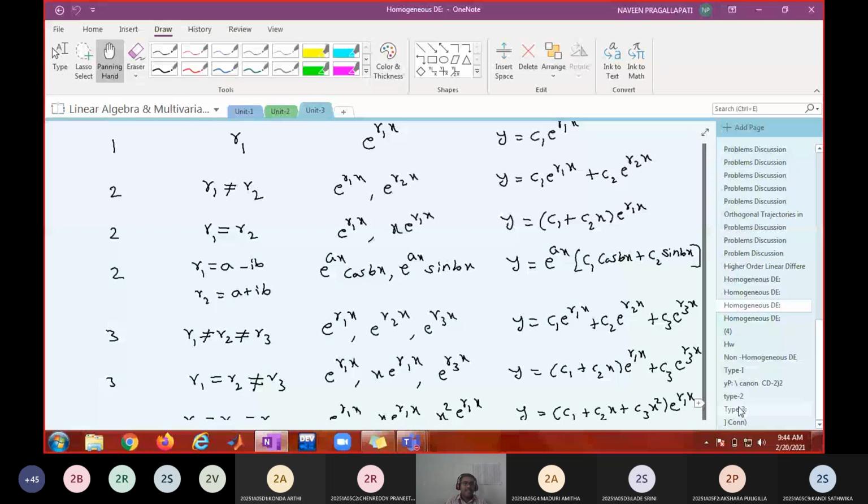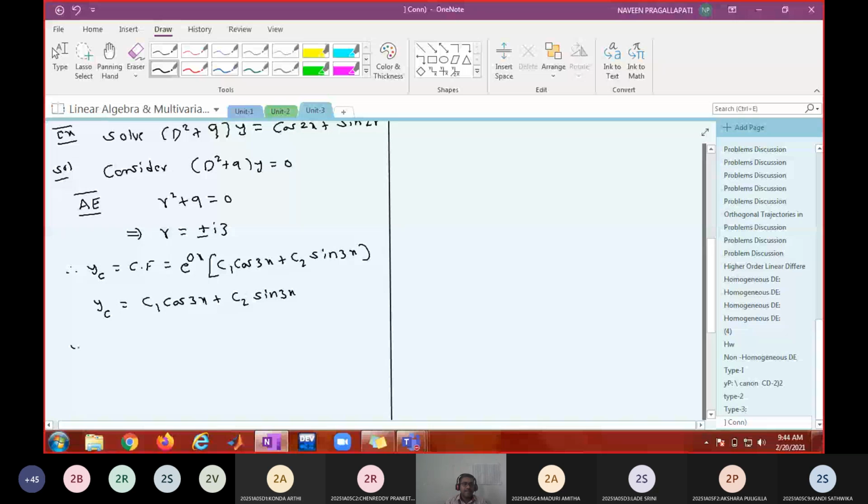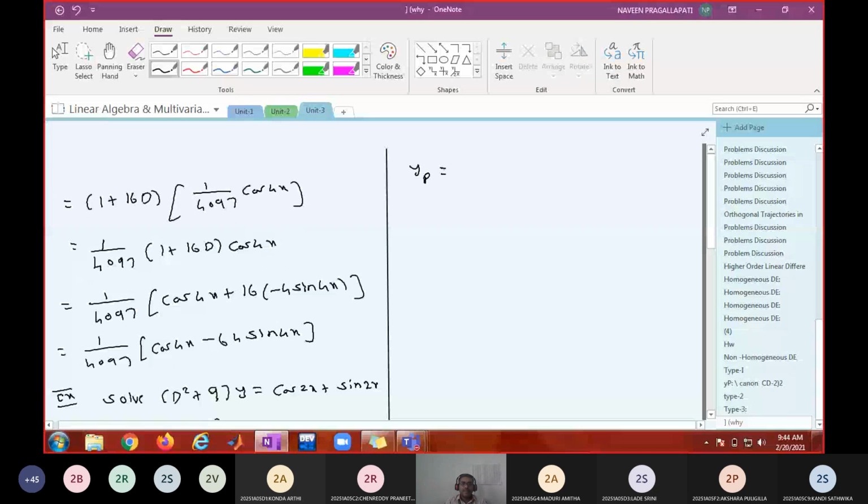Okay. So then what is yp? yp is 1 by f of D. What is f of D? D square plus 9, of cos 2x plus sin 2x. And you know, 1 by f of D is a linear operator. So operate this on each of the terms. So yp can be written as 1 by D square plus 9 of cos 2x plus 1 by D square plus 9 of sin 2x.